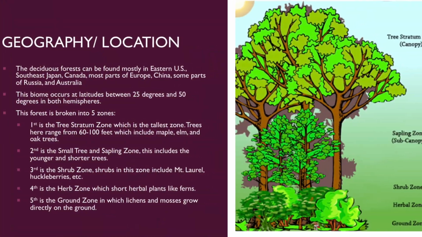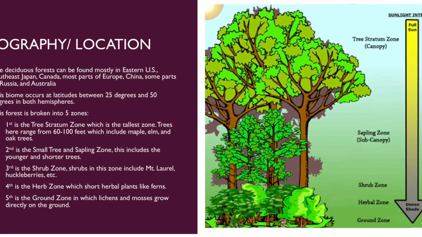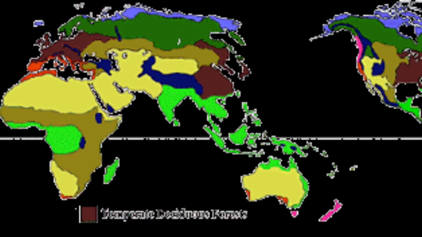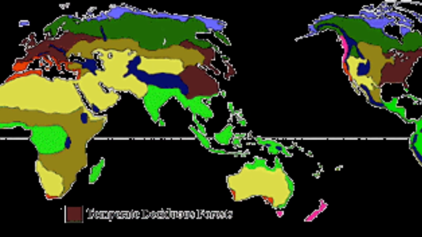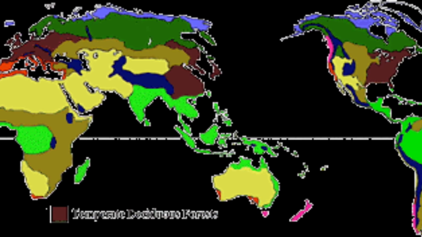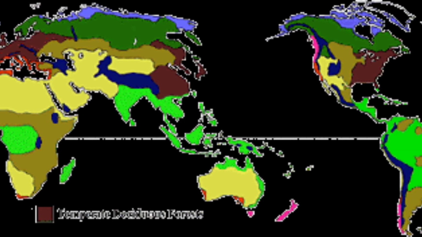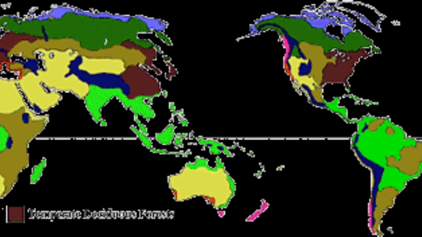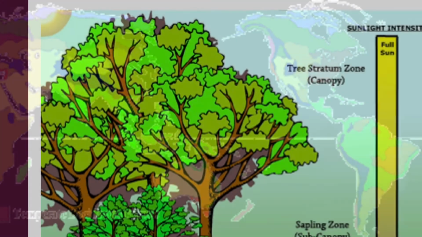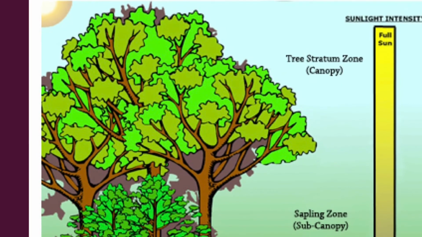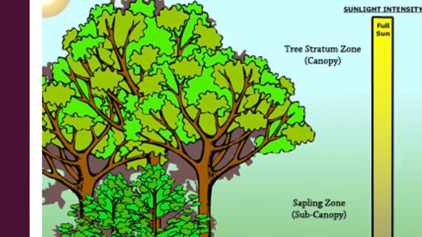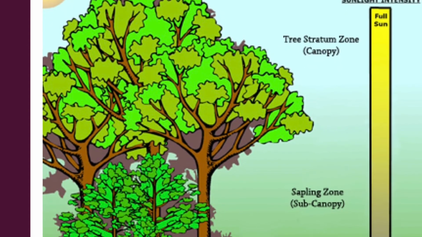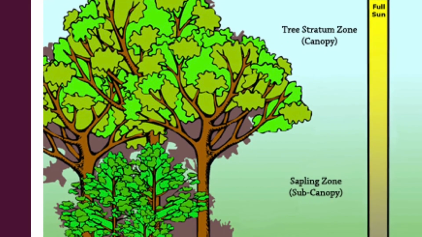The deciduous forest can be found mostly in the eastern United States, southeast Japan, Canada, most parts of Europe, China, some parts of Russia, and in some parts of Australia. This biome occurs at latitudes between 25 degrees and 50 degrees in both hemispheres. The forest is broken into 5 zones. The first zone is the tree stratum zone, which is the tallest zone. Trees here range from 60 to 100 feet, which include maple, elm, and oak trees.